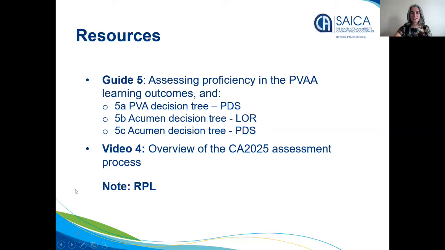Today my suggestion is that you have guide 5 open and in particular 5A, 5B and 5C, which are the decision trees. You might also like to have watched video 4 before you come to video 5. Video 4 provides an overview of the CA 2025 assessment process. And then the last thing I'd like to mention to you is that video 6, which deals with RPL, will also refer back to the decision trees that we're going to discuss today.